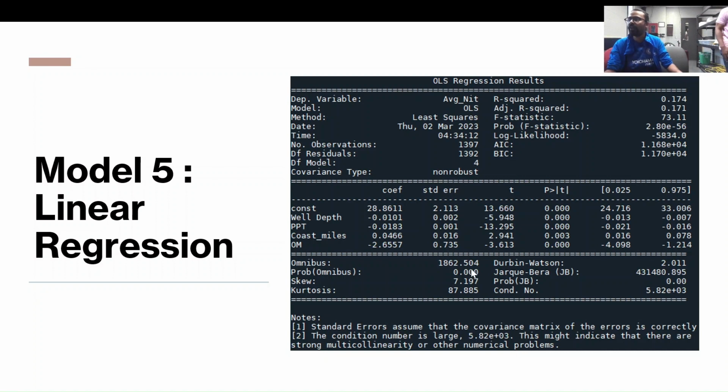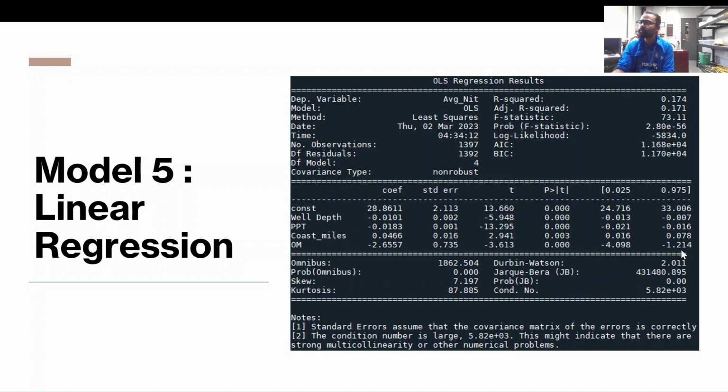So this is our model 5. This is created using a linear regression model and using well depth, precipitation, distance from coast, and organic matter content as 4 parameters to predict the amount of nitrate. As we can see, none of the confidence intervals includes 0, and all the parameters used here show a p-value less than 0.05, so they are statistically significant. But there are still high condition numbers, showing that there's a chance of multicollinearity still being present in the model.